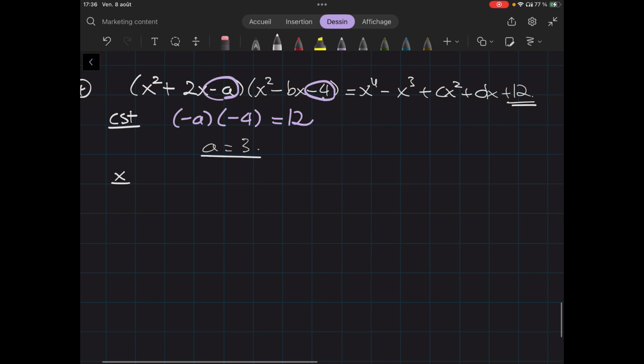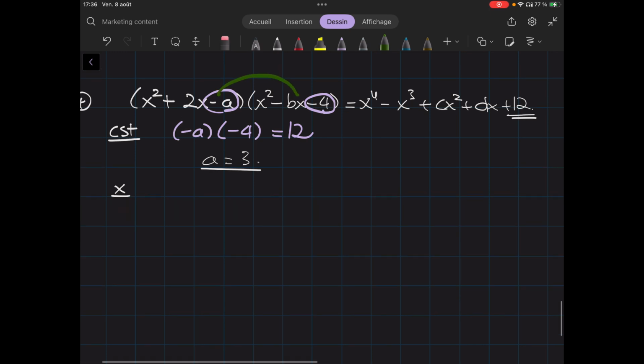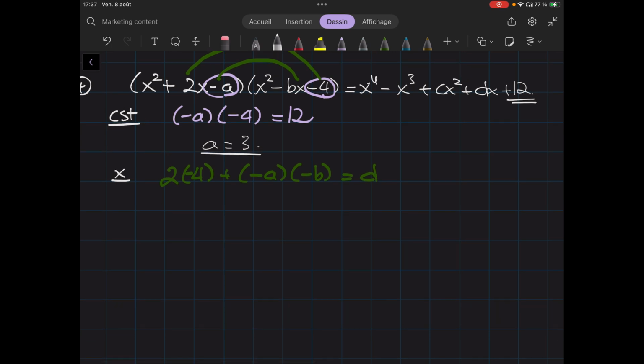Moving up to the x term. How can we get the x term from the expansion of the left-hand side? There are two ways, right? We can take this constant term times bx, or the 2x times negative 4. 2 times negative 4, negative 8, plus negative a times negative b. That is not very useful, but let's see what we get from here. Negative 8 plus 3b is equal to d.